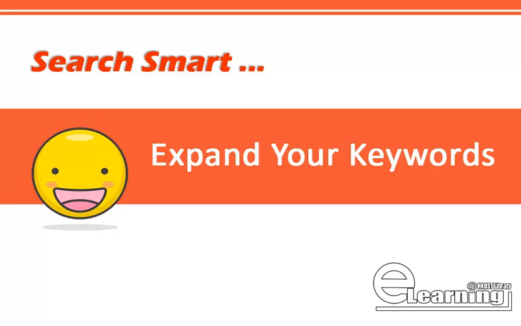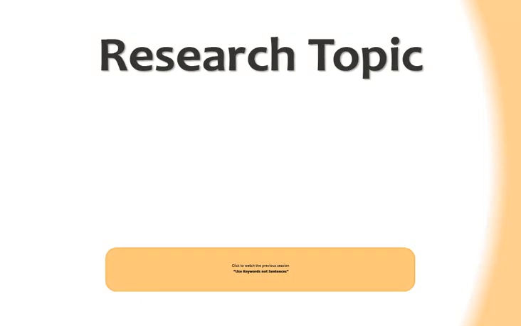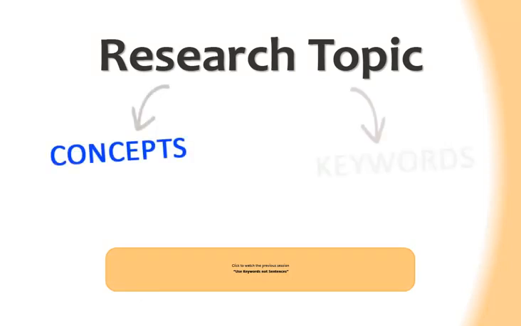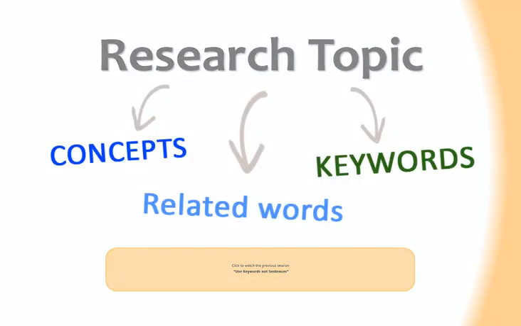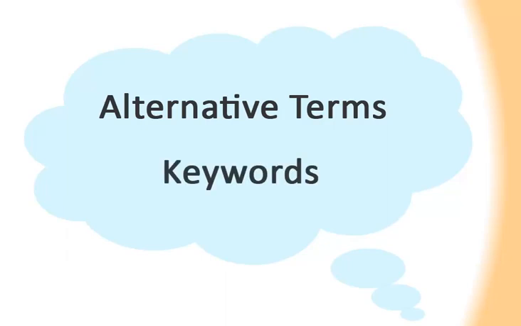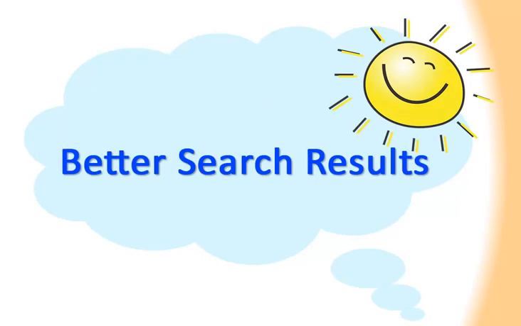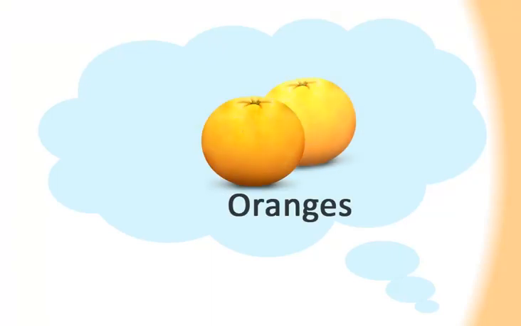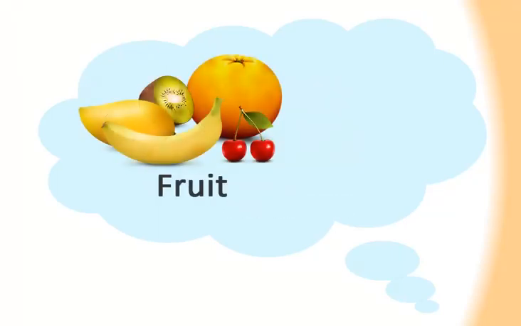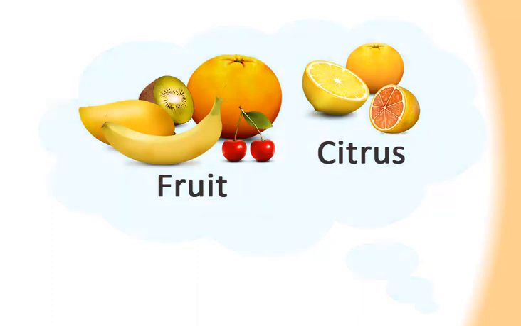Search smart. Expand your keywords. In the previous session, you learned about breaking down your topic into concepts. Let's think of expanded ways to describe your topic. Using alternative terms and keywords may increase your chances of finding useful stuff. For example, if you're searching oranges, using words like fruit or citrus may help you.